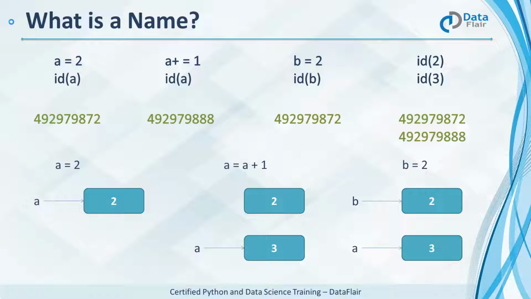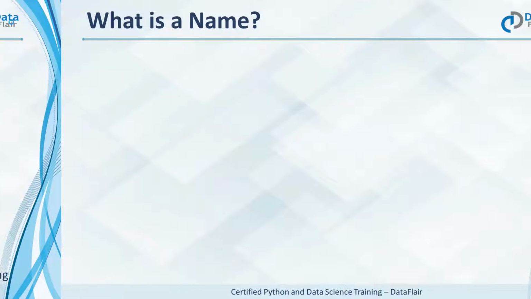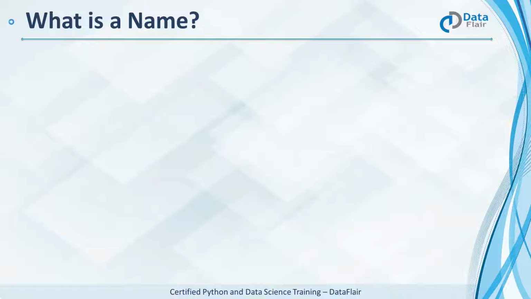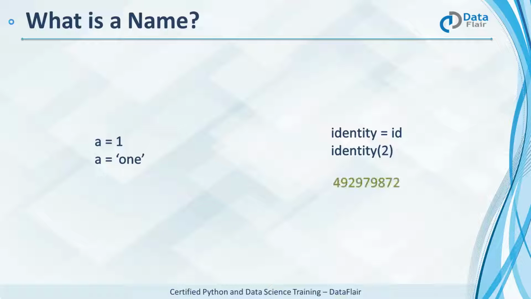This means names are bound in Python as the program is running. This is dynamic name binding. You can also play around with names. A is 1, but it can now hold the string 1 instead. We can also call the ID function identity instead. So now identity of 2 means a call to ID of 2. And this is the number.